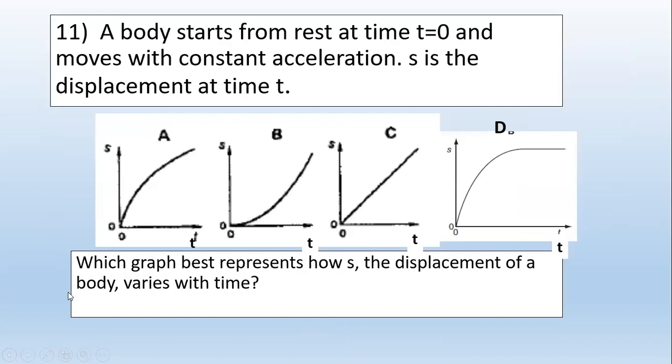A body starts from rest at t equals 0 and moves with uniform constant acceleration. S is the displacement and t is the time. Which graph best represents how S, the displacement of the body, varies with time? Okay, so either memory work or you can read from the graph. The slope is increasing. So the slope is decreasing. This is where you have air resistance. The answer is B.